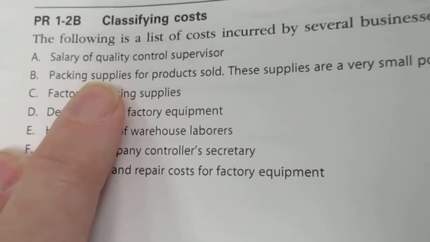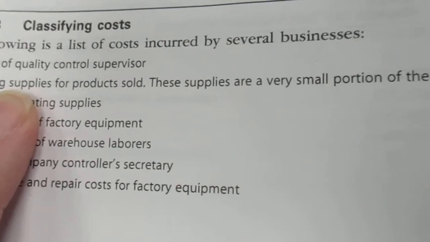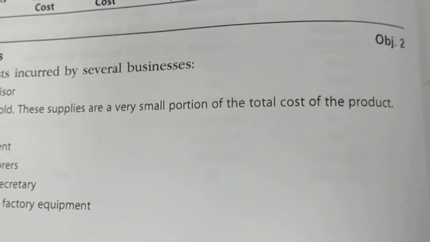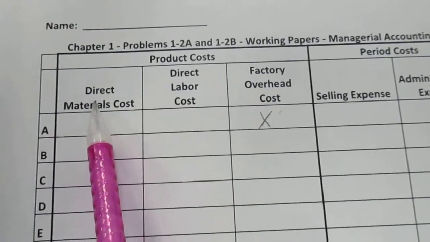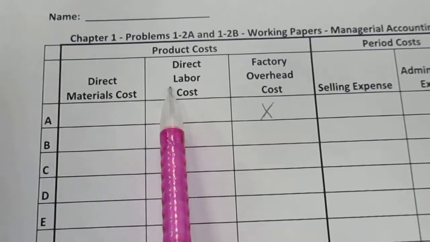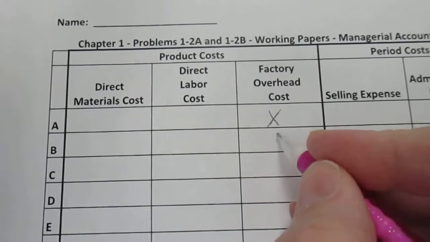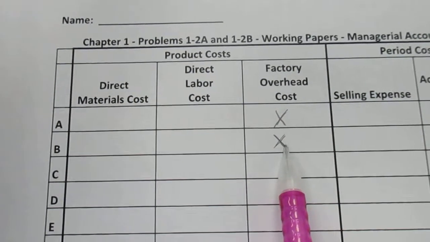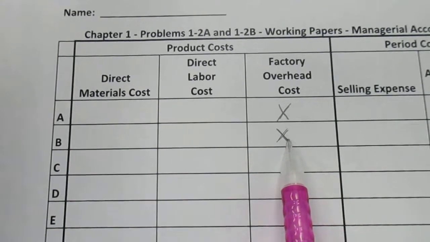Okay? Letter B, packing supplies for products sold. These supplies are a very small portion of the total cost of the product. Now we read before, in order for it to be direct materials, it has to be a larger part of the cost. In order to be direct labor, it has to be a larger part of the cost. So this still has to do with the factory, but it's not a huge part of the cost, so it's going to become factory overhead.